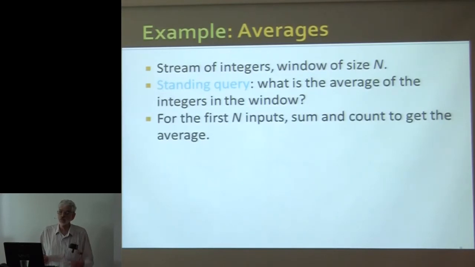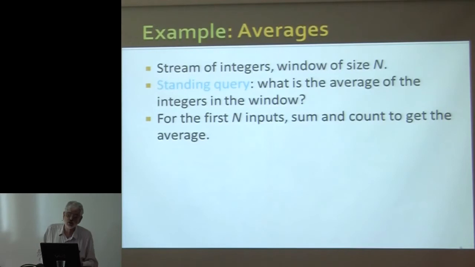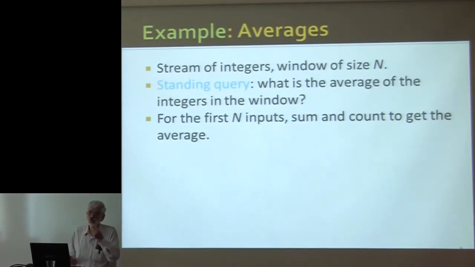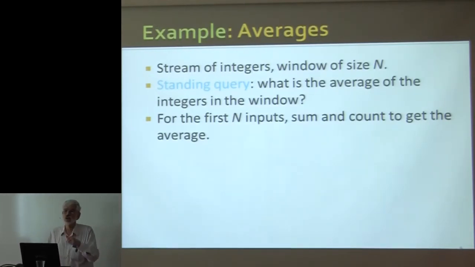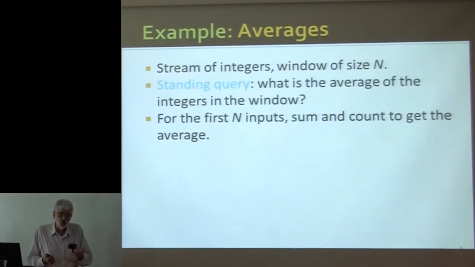Okay, so what's the average of the integers? For the first n inputs, you just do the sum and the count, and then one more step at each input, you get the average. So for each input you're doing 3 arithmetic steps: one to add 1 to the count, another to add the input element to the sum, and then another one to do the division. Okay, so that's doable, right? The work is just a constant per input.